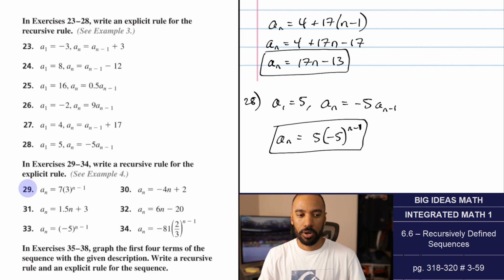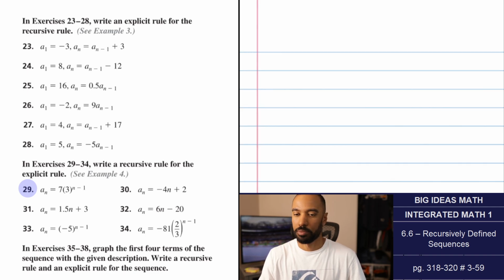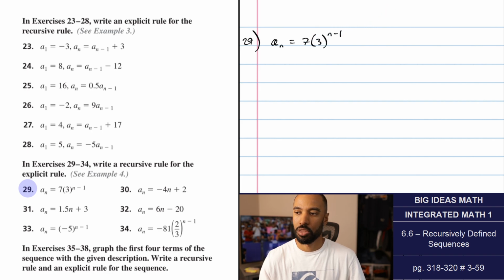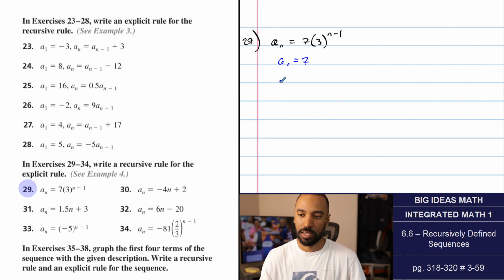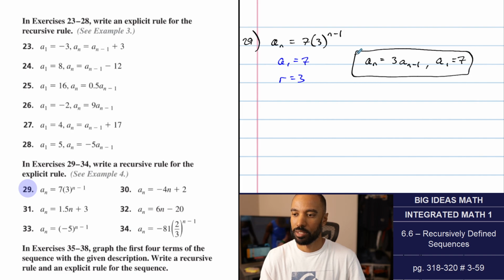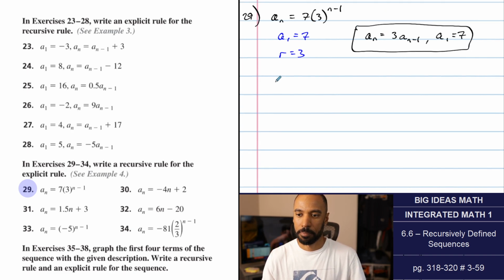Okay, now we're going to write a recursive rule for the explicit rule. So number 29, pretty straightforward because it comes straight off of that geometric sequence explicit rule appearance. 7 is the first term, 3 is the common ratio. So a sub 1 is 7, and r is 3. So we can write the rule based off how we did before when they were lists. We could say, to take the previous term and multiply it by 3, starting from 7. I know I already noted 7, but I'm going to be doing it a second time.